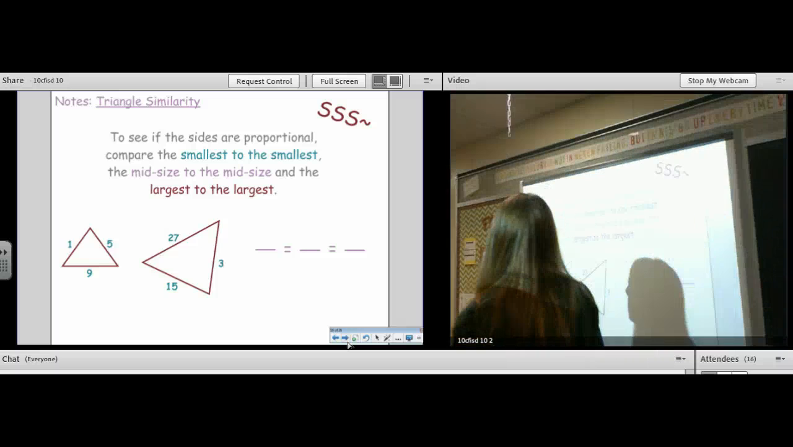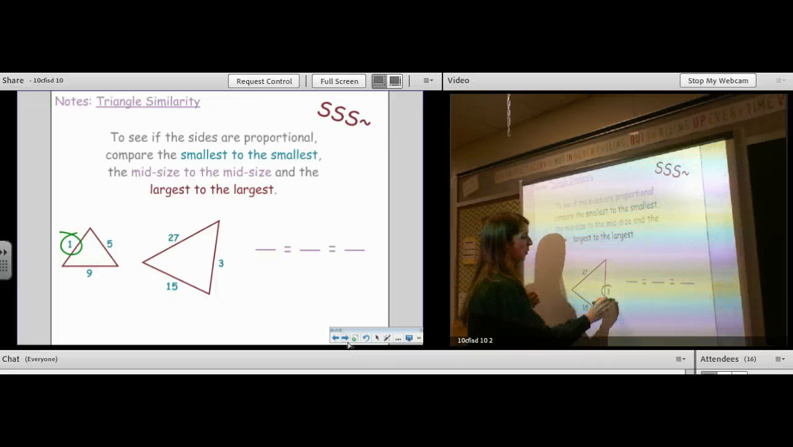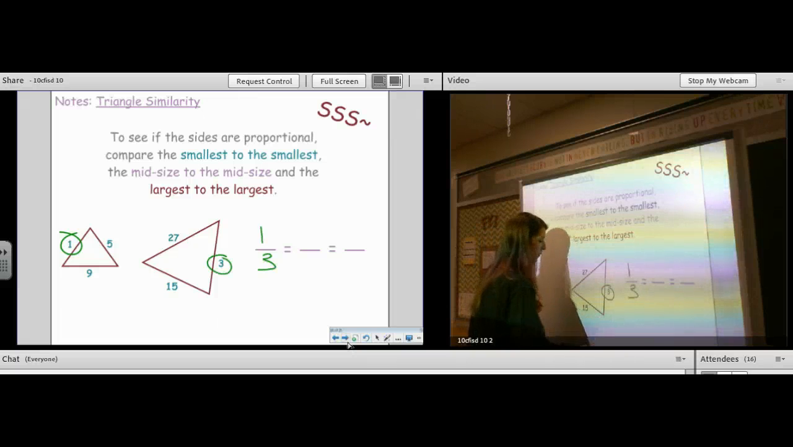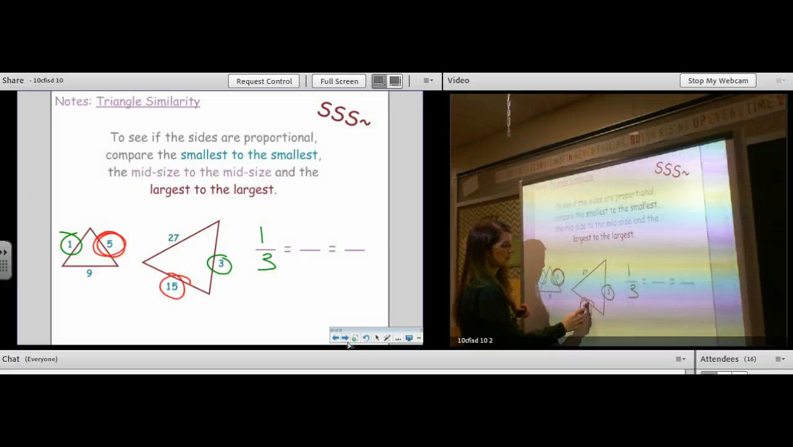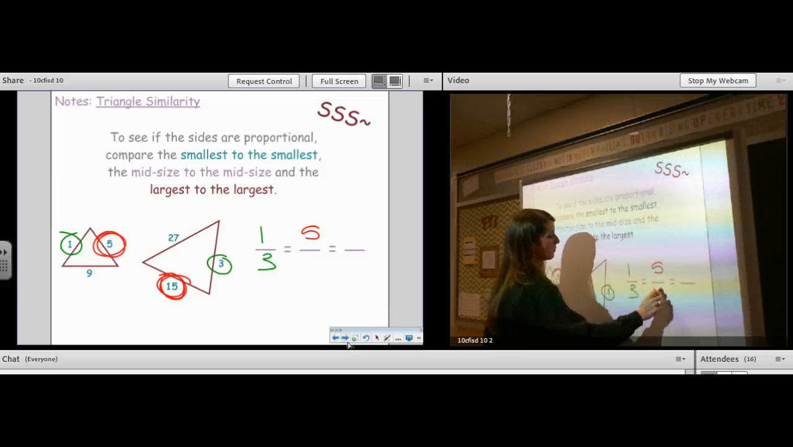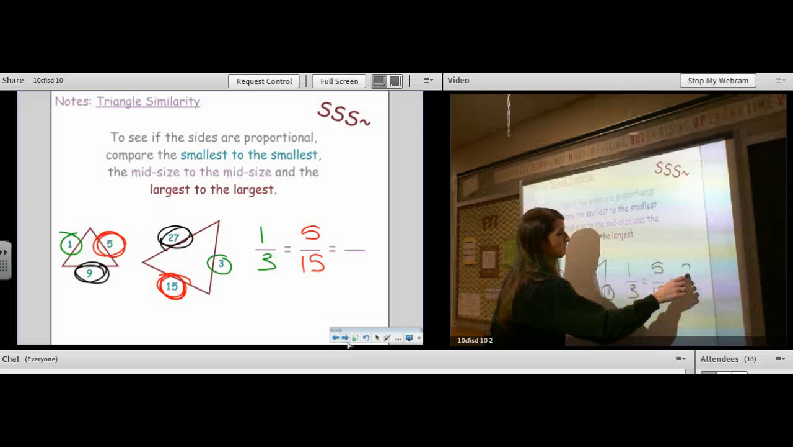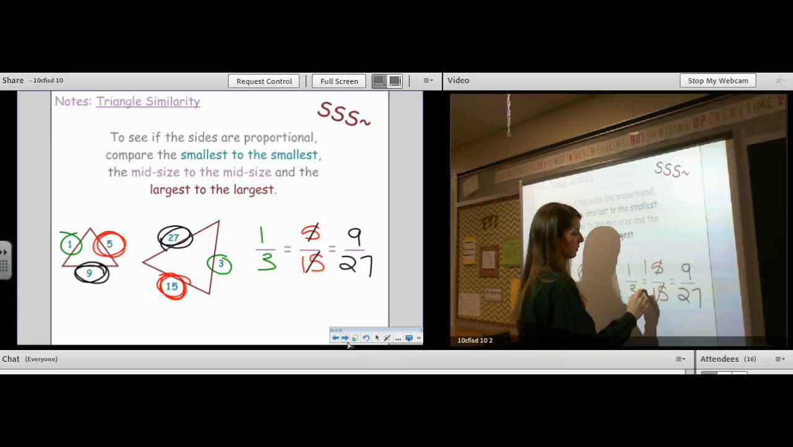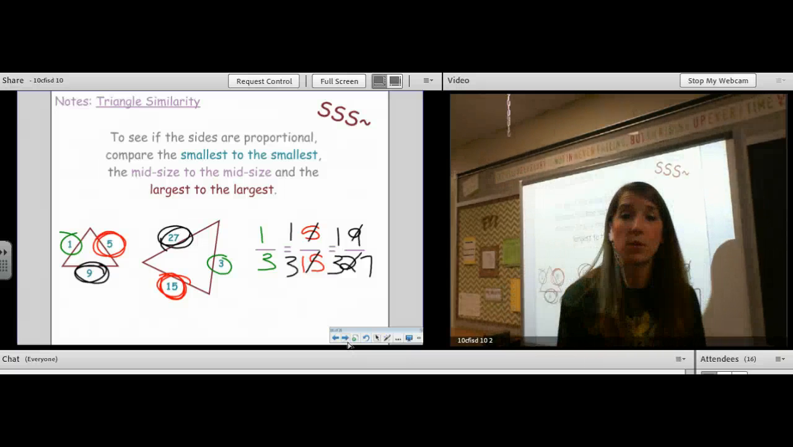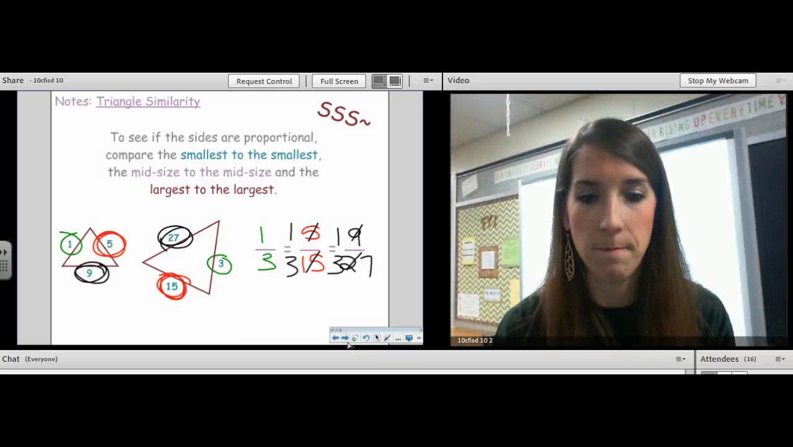So, you need to find the smallest side of this triangle. Small side, 1. Small side of this triangle, 3. Medium side of this triangle, 5. Medium side of this triangle, 15. And then obviously the largest side and the largest side. You can reduce all of those. And then when you reduce them all, if they all reduce to the same fraction, then your triangles are similar. 1/3, 1/3, 1/3.